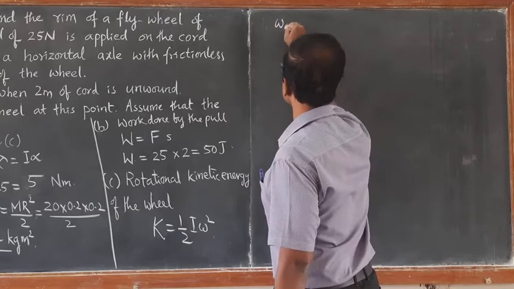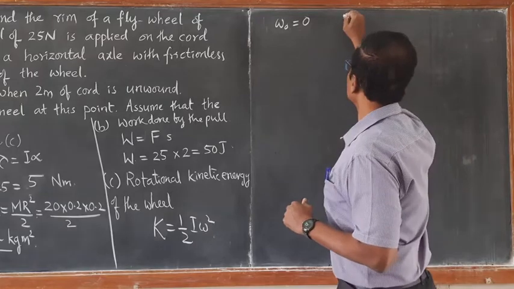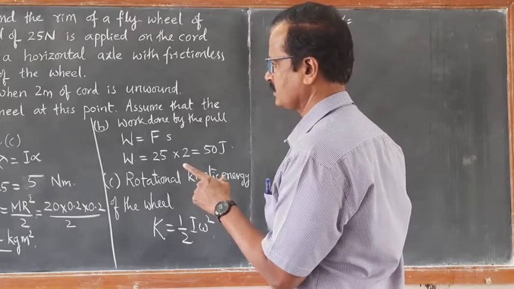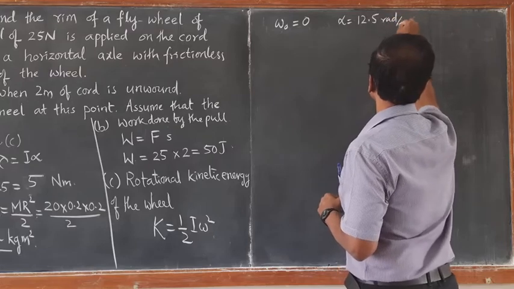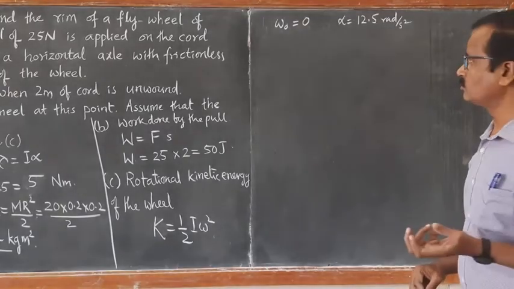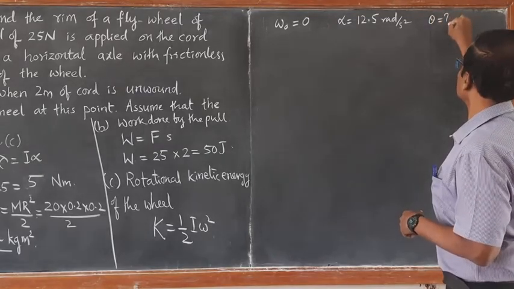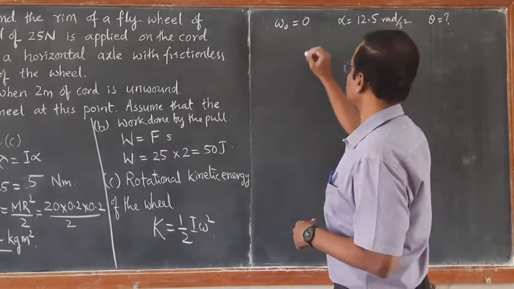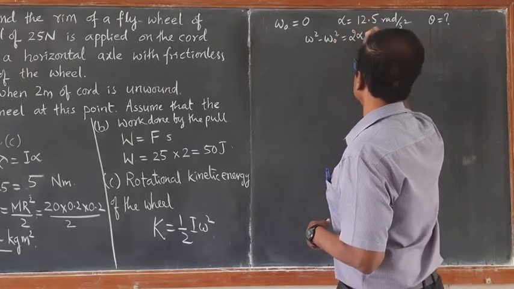It starts from rest. Omega naught is equal to 0 because initially the wheel is at rest. Then we know alpha, which we have calculated: alpha is equal to 12.5 radian per second square. Before we calculate omega, we should know the angular displacement theta. We use the third equation of rotational motion: omega square minus omega naught square is equal to 2 alpha theta.